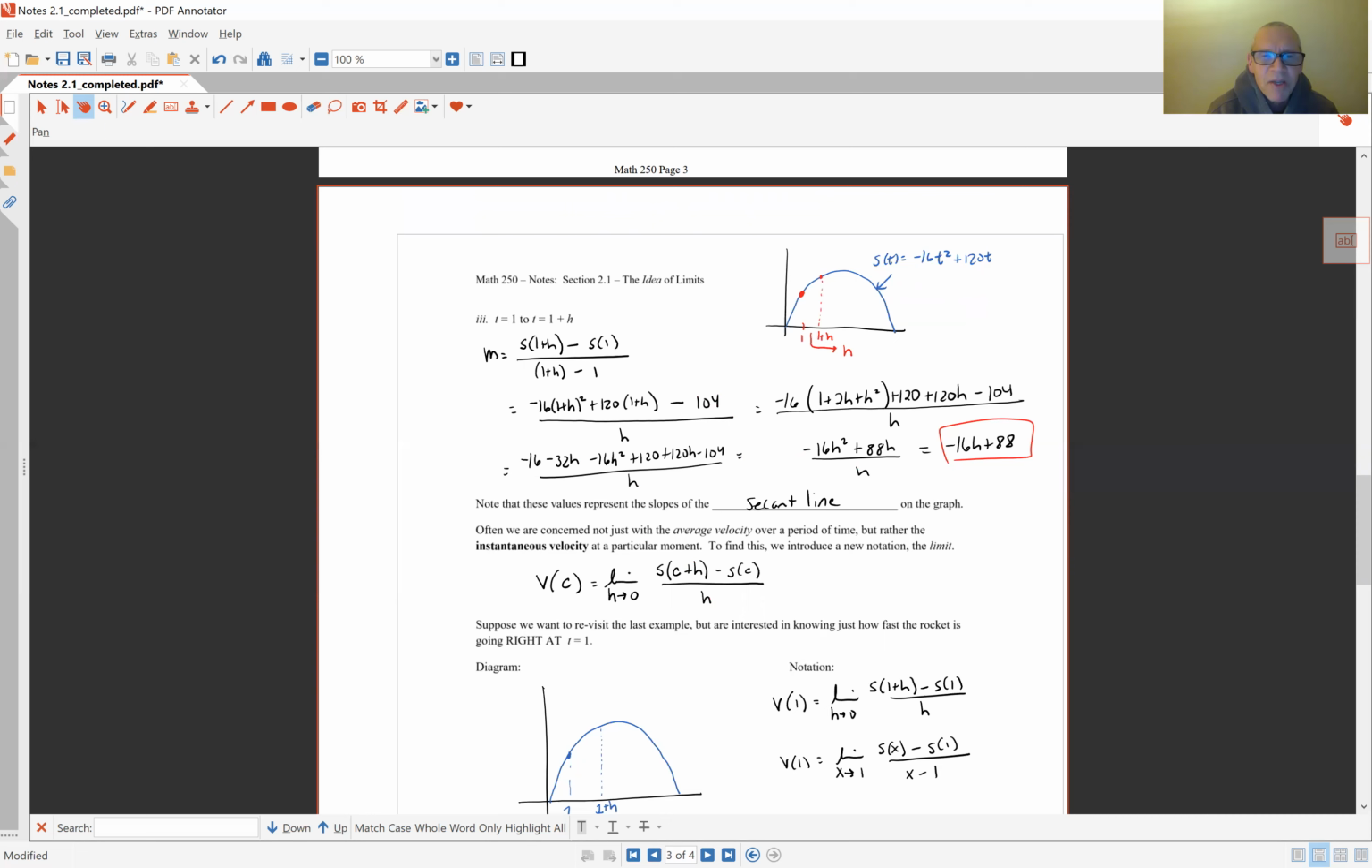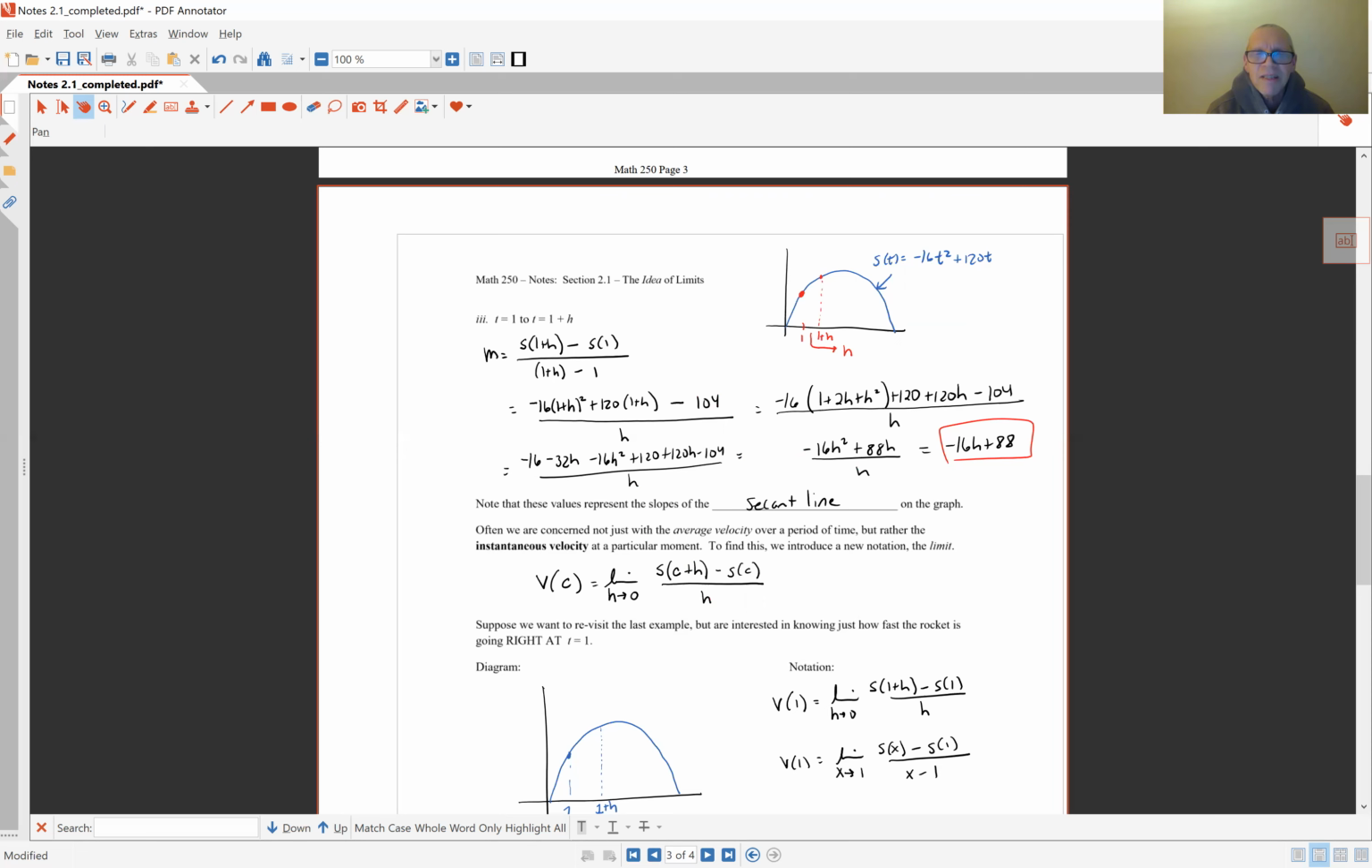So I'm at the top of this page here. The average velocity is the distance function: s of 1 plus h minus s of 1, over 1 plus h minus 1. Rise over run. So you just have to expand the formula. Remember, the formula for s was minus 16t squared plus 120t, and s of 1 turns out to be 104. You just look at that difference quotient and simplify it. I think you can see the algebra there, and it turns out to be minus 16h plus 88.